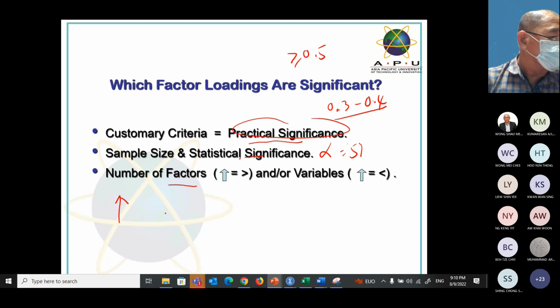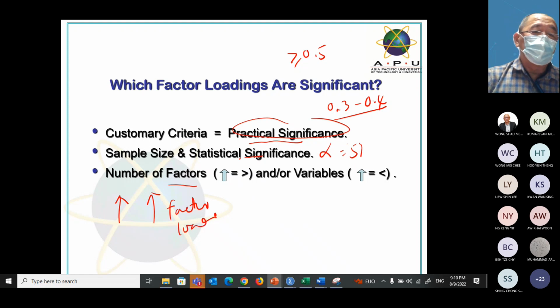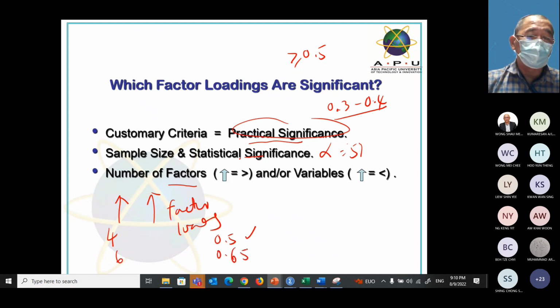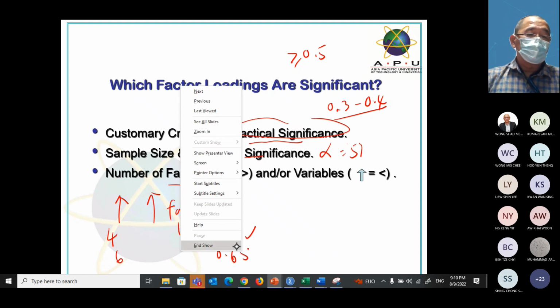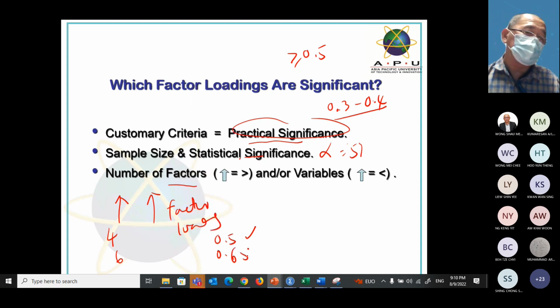In general, number of factors more, therefore the factor loading also should be high. For example, let's say you have 4 factors. The factor loading 0.5 is also good. But let's say you have 6. The factor loading should increase, maybe 0.65, like that. So only 0.65 is considered significant. So these are some guidelines.